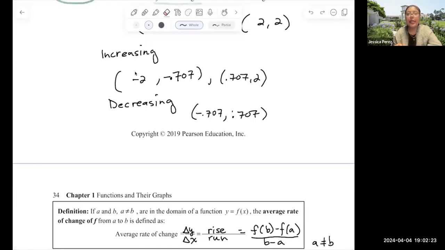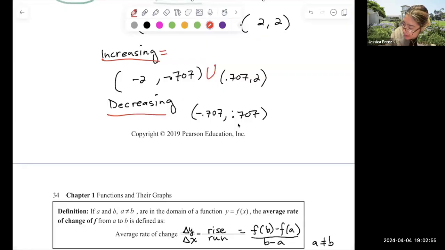So it's increasing from negative infinity to negative 0.707, and then again union from 0.707 comma 2. And it's only decreasing at an interval at negative 0.707 comma 0.07. So this one, it's only at one location. This one's 2. It's increasing in 2 locations and it's decreasing in 1. And these are only my X values. Increasing, decreasing are only the X values.